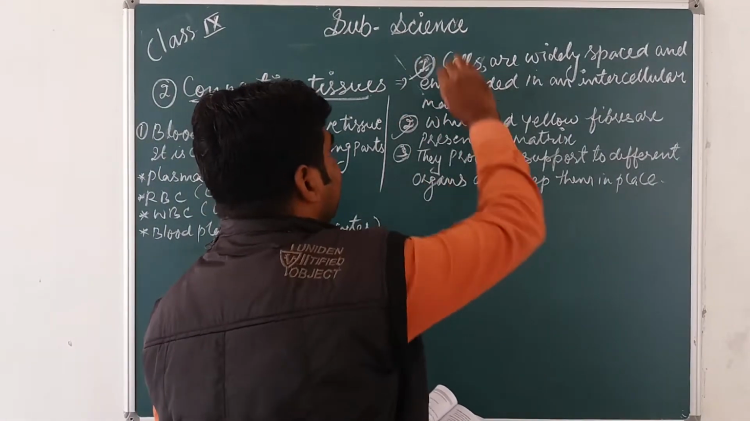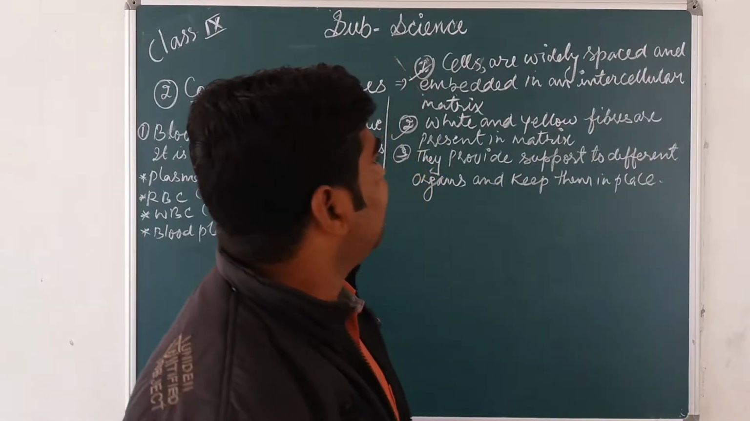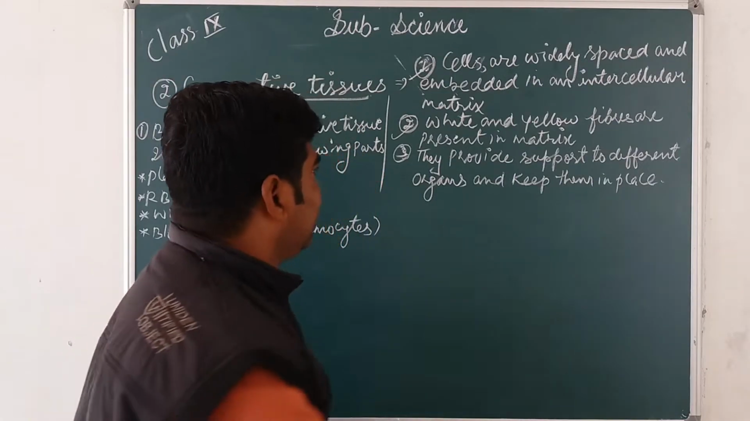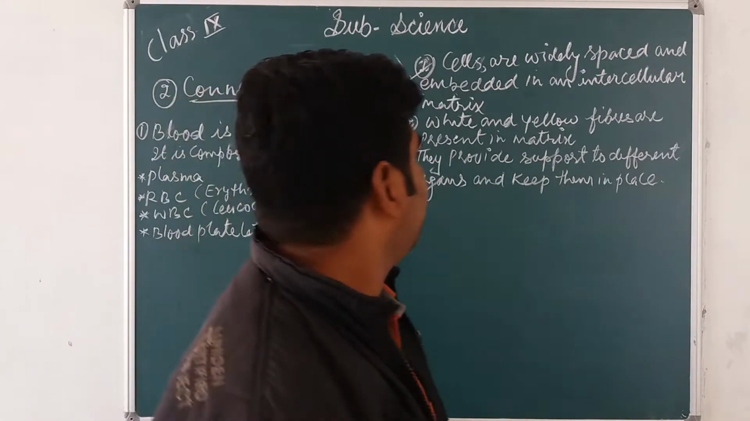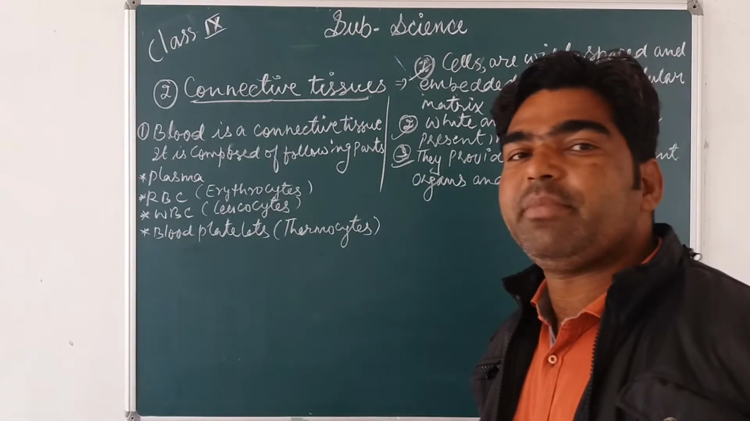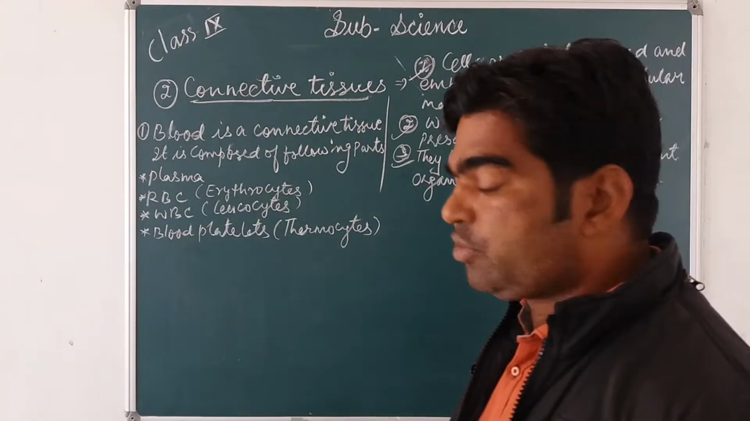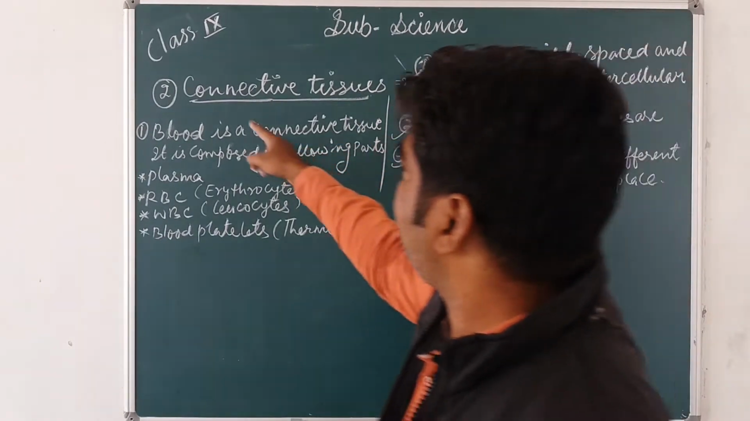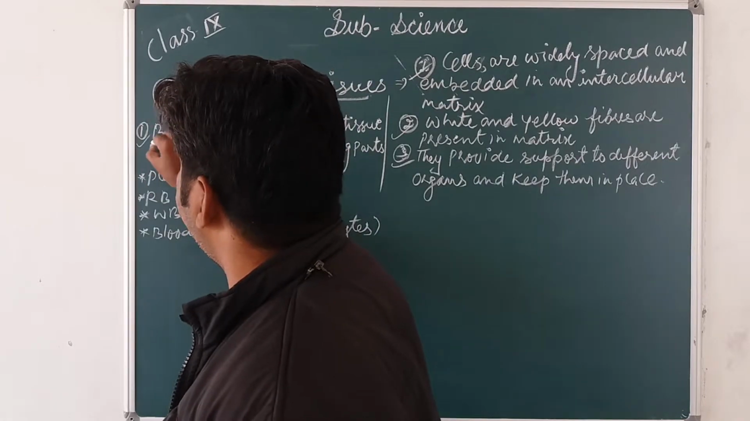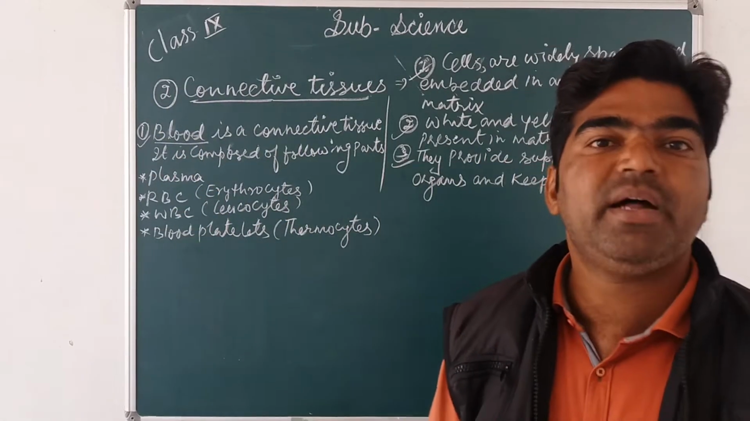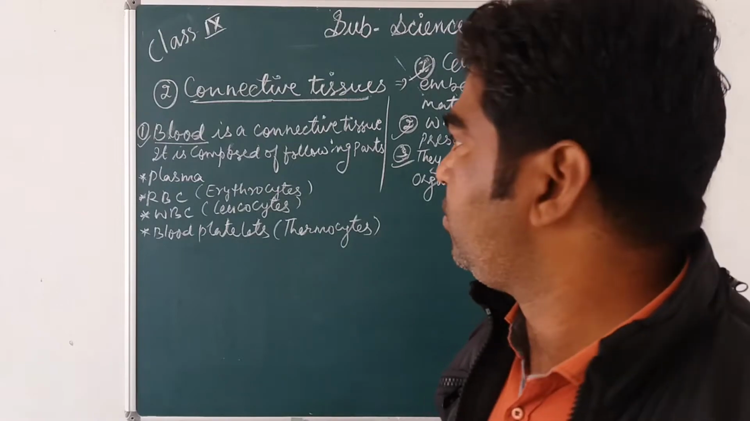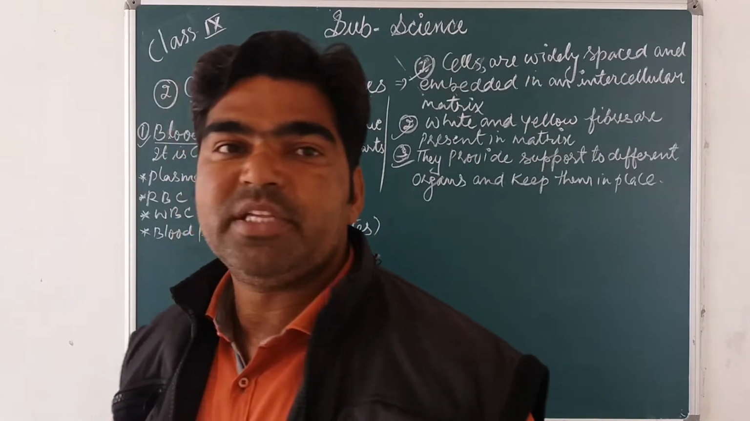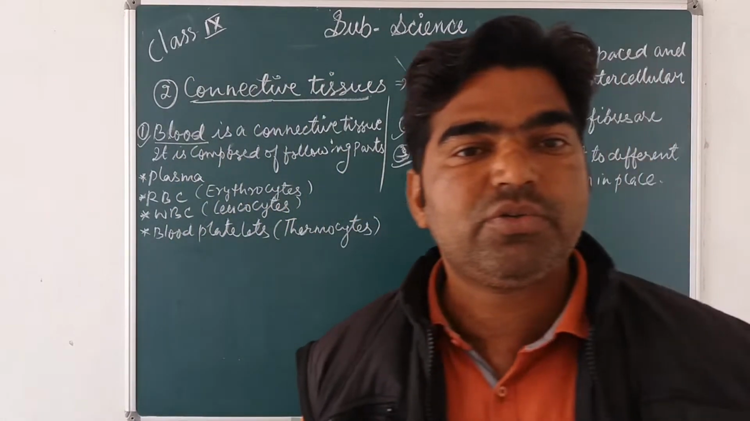Second, white and yellow fibers are present in the matrix. Third, they provide support to different organs and keep them in place. So these are the characteristics of connective tissue. First you have to write down this, and then in connective tissue we first discuss blood, because blood is an example of a liquid connective tissue. Why is it called a connective tissue?